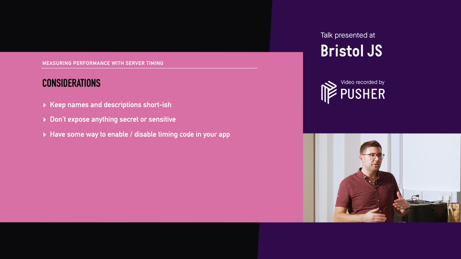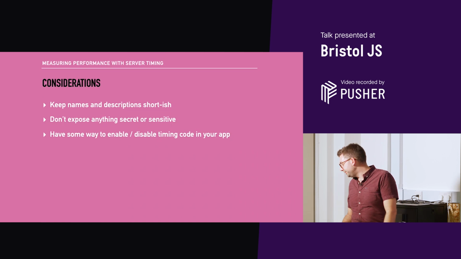And probably the most expensive thing with doing this is all the timing points in your app. If you're putting lots of timing in to be able to see where things are going slow, you want to have some way of turning that off, because that's probably going to be the biggest performance overhead. If you have that running on every request, you want to be able to switch it off.